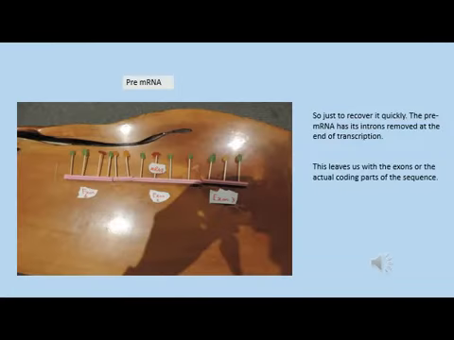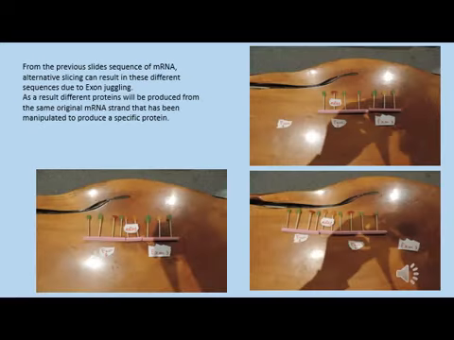So just to quickly recover it again, the pre-mRNA right from the beginning, which was copied from the DNA, has its introns removed at the end of transcription because they don't code for anything in protein synthesis. This leaves us with just the exons, or the actual coding parts of the sequence. But what alternative splicing does is it can leave out or change the order of the exons depending on the protein it would like to make. So therefore, there's 3 examples here.